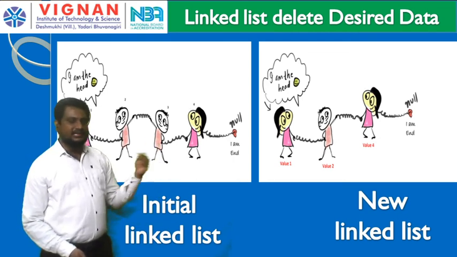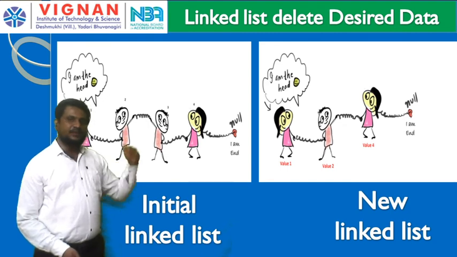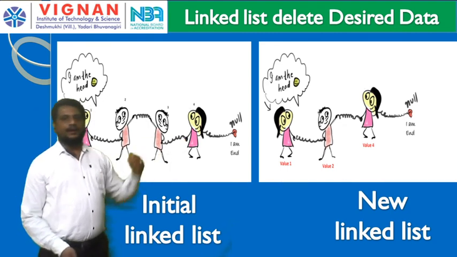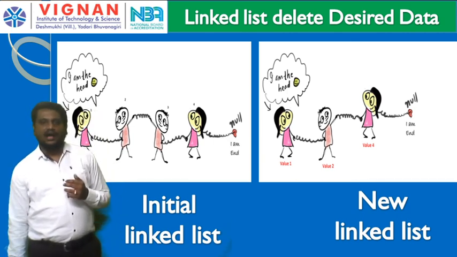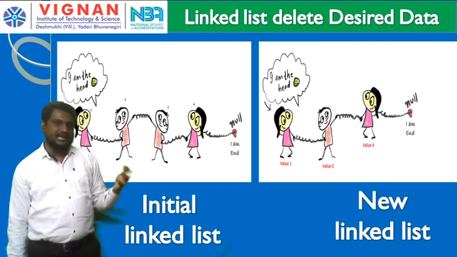So successfully the linked list can be traversed from head to end. I hope everyone understands how it is working, or how the data is deleted from the linked list.